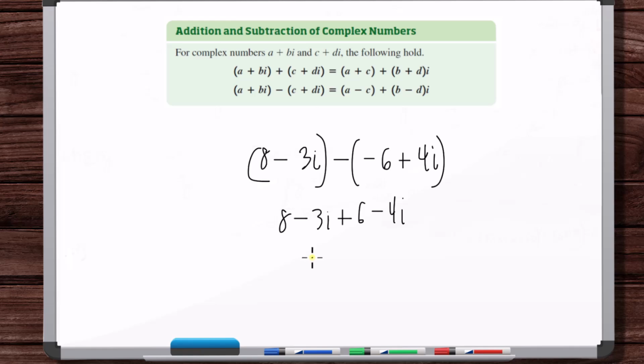Okay, 8 plus 6 is 14, minus 3 minus 4 is -7. There you go. That's it.